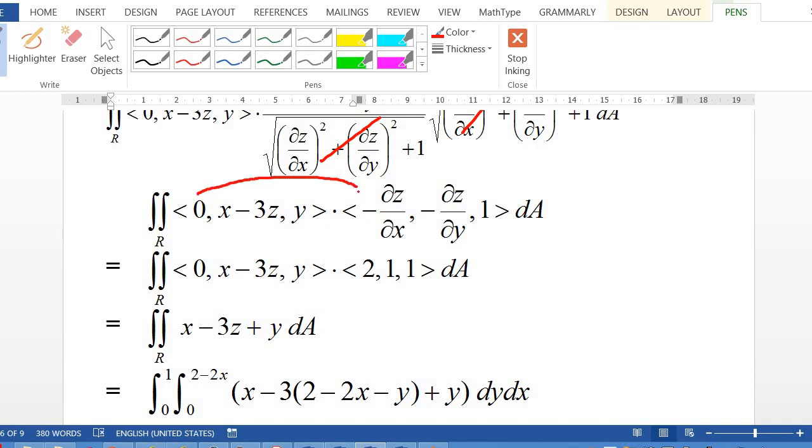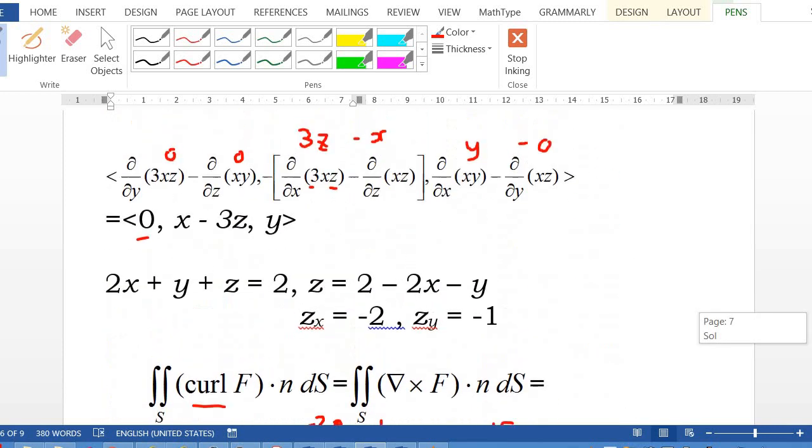Okay, and then you do the dot product first. 0 times negative del z del x. 0 times 2, yeah, 0, and then this one x minus 3z times 1, that's x minus 3z. Lastly, y times 1, so plus y. Okay, dA over region R.